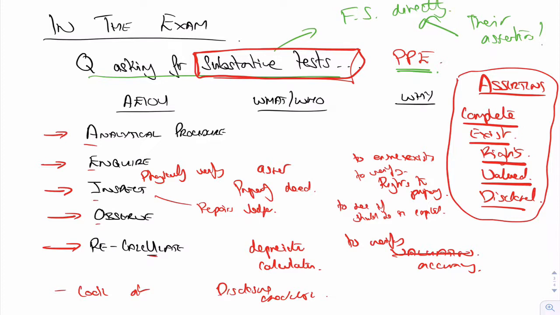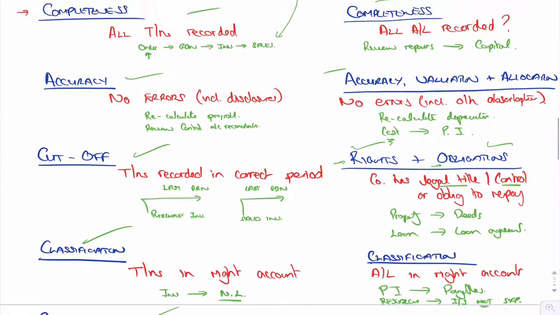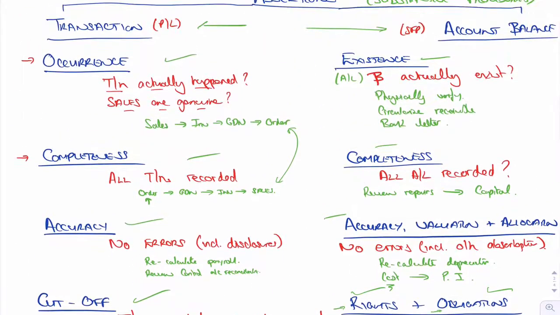Lots of different ways of doing it, but all I'm trying to show you here is how these assertions and these AEIOUs will really help you in the exam come up with substantive tests. What I think is the hardest thing for most students is coming up with substantive tests. Use the assertions, use the AEIOU, and it actually becomes quite straightforward. So it's really important, I think, to learn these assertions.